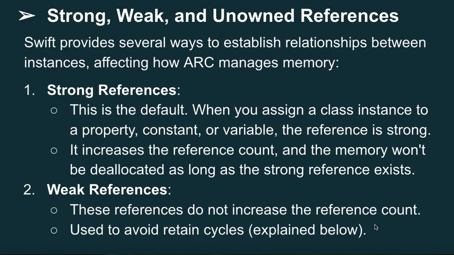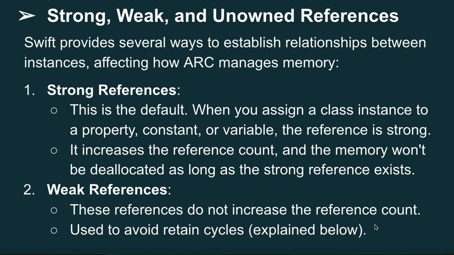Strong, weak, and unowned references. Swift provides several ways to establish relationships between instances, affecting how ARC manages memory. Number one, strong references. This is the default when you assign a class instance to a property, constant, or variable. The reference is strong. It increases the reference count and the memory won't be deallocated as long as the strong reference exists.